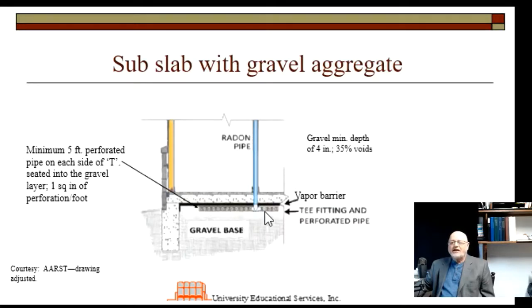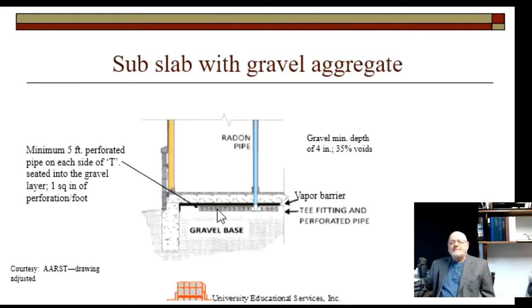Then I'm going to skip over the perforated pipe for the moment and go to the vapor barrier. Normally, I think in most construction, you'd have the gravel base, you'll have the vapor barrier, and then you'd have the poured concrete on top of that. And so really what you're going to add to your construction techniques using this rough-in is you're going to have this plastic tee that I'm pointing at here, and you're going to have some perforated pipe on either side.